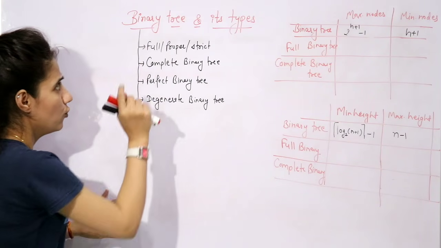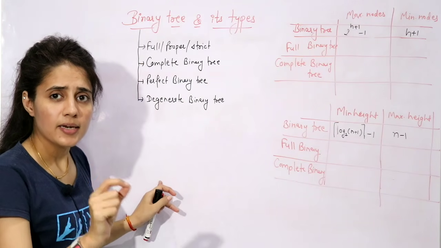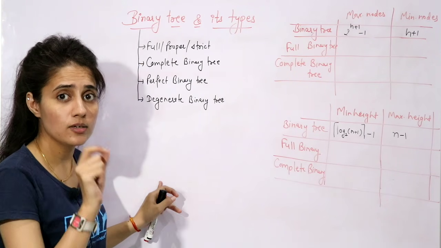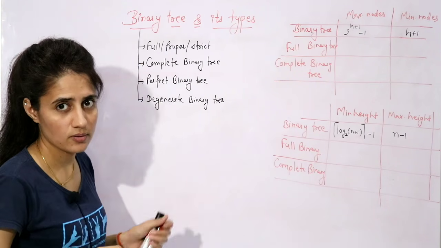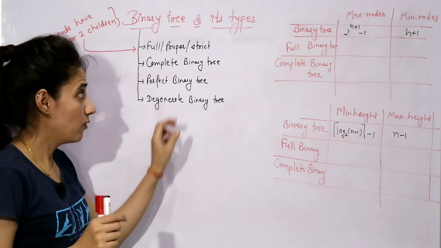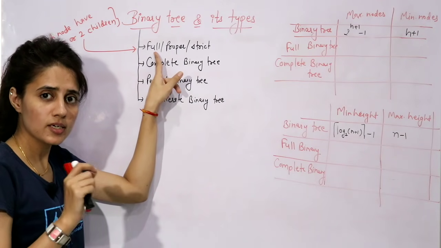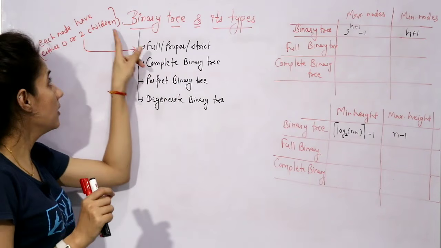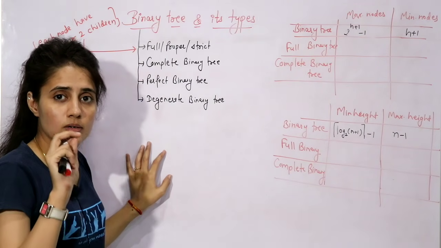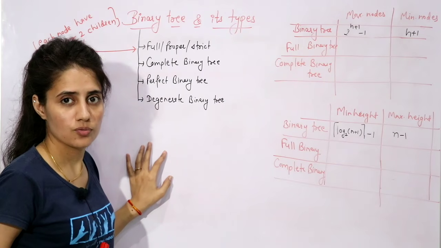Now what is a full or strict or proper binary tree? See, the definition is: it is a binary tree where each node contains either 0 or 2 children. Of course, obviously it is a binary tree, plus one more condition: each node contains either 0 or 2 children, or you can say each node will contain exactly 2 children except leaf nodes, right.